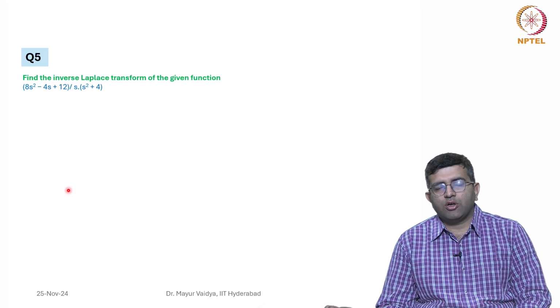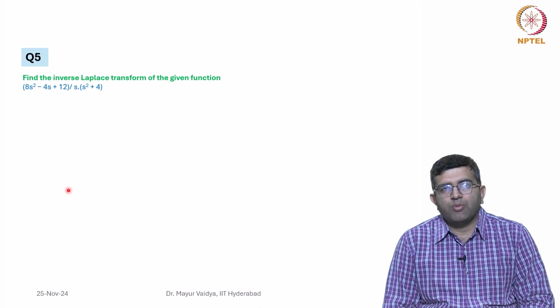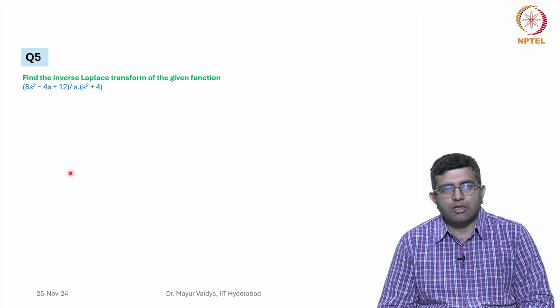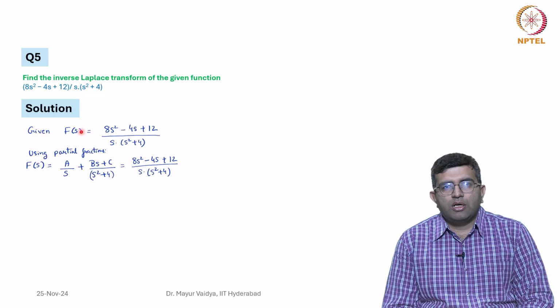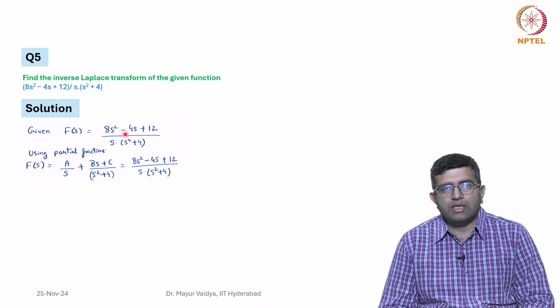Now, we talked in detail about the Laplace transform. Here is a function where you have to find the inverse Laplace transform. You are given already the Laplace transform, you have to find the original function. Let us say that this particular function F of s is equal to 8s square minus 4s plus 12 divided by s into s square plus 4. When we want to find the inverse, for this kind of an expression, since there are factors here, we use the method of partial fractions.